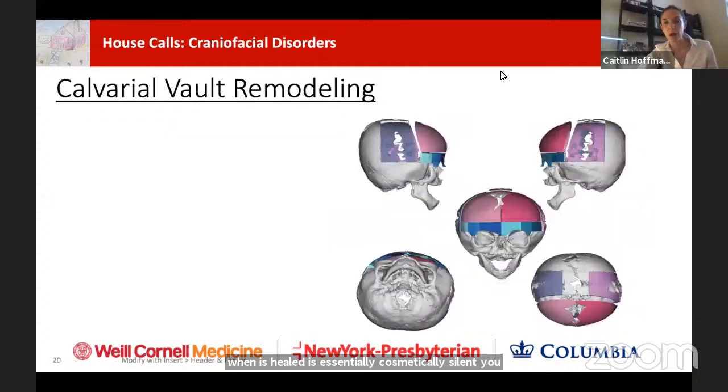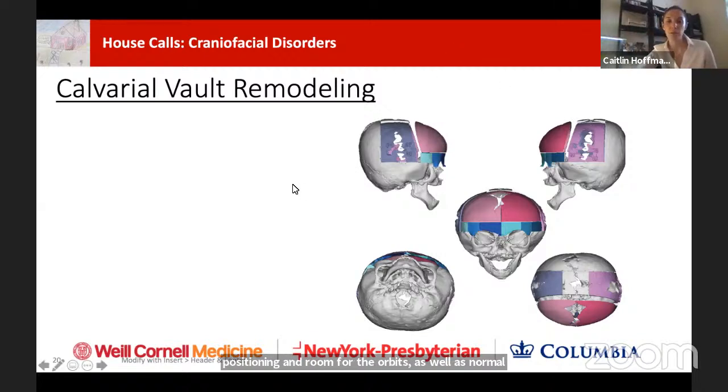We then have to remodel all the bone that you see colored here. This is a virtual surgical planning for a patient that underwent a frontal orbital advancement. We remove all of the bone that you see and we reposition it in a normal position that allows for normal positioning and room for the orbits, as well as normal positioning and room for the brain.